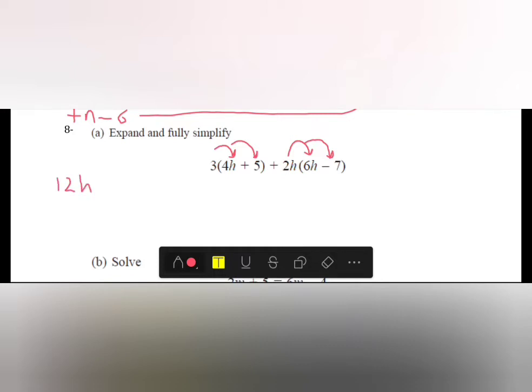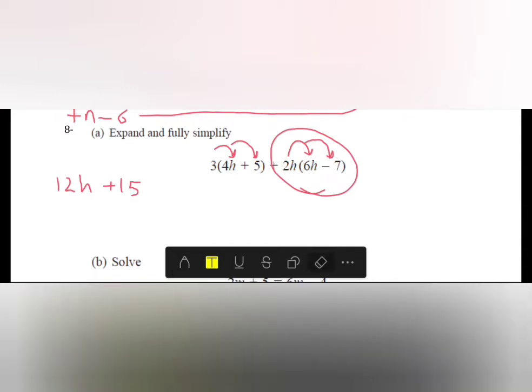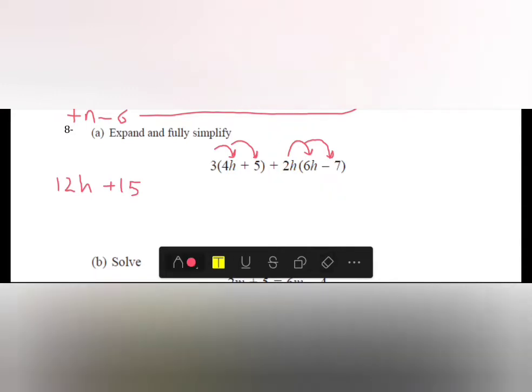And then 3 times positive 5 equals positive 15. Good job. And then we work out this or expand this one. So 2h times 6h. First we multiply the coefficients. 2 times 6 equals 12. Good. And then h times h equals h power of 2 or squared. And then we have 2h times negative 7. So plus times negative equals negative. 2 times 7 equals 14.